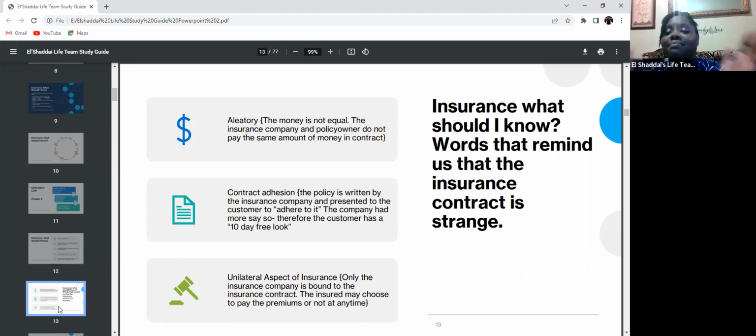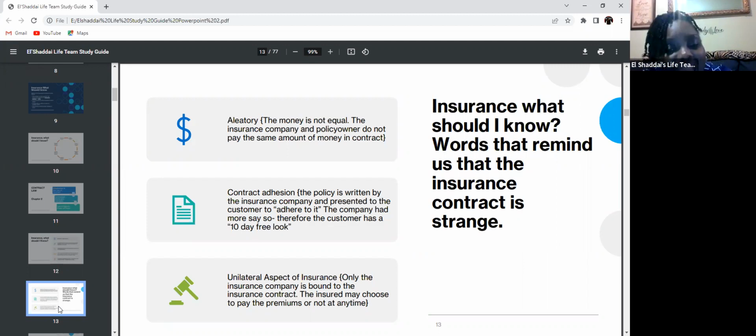Contract of adhesion. Stick. What does adhesive do? Stick. The policy is written by the insurance company and presented to the customer to stick to, adhere to, right? The company had more to say, so therefore the customer has to what? They have a 10-day free look, and after that, you have to stick to what is written. Contract of adhesion. These are terms that remind us that insurance contracts are strange, okay?